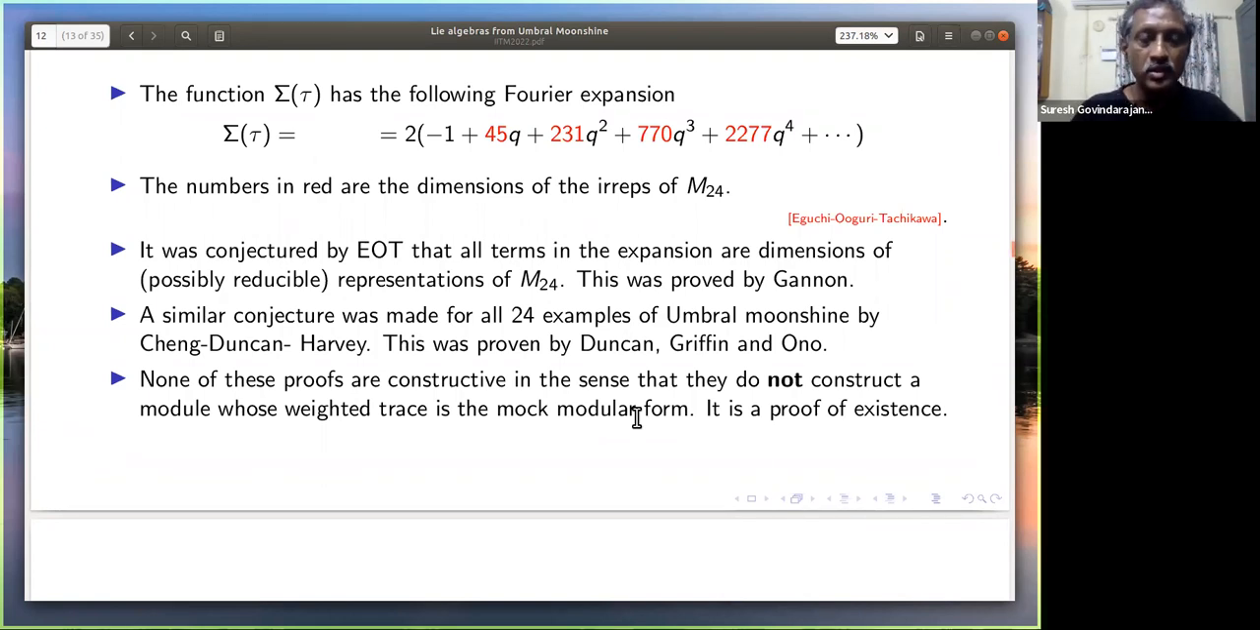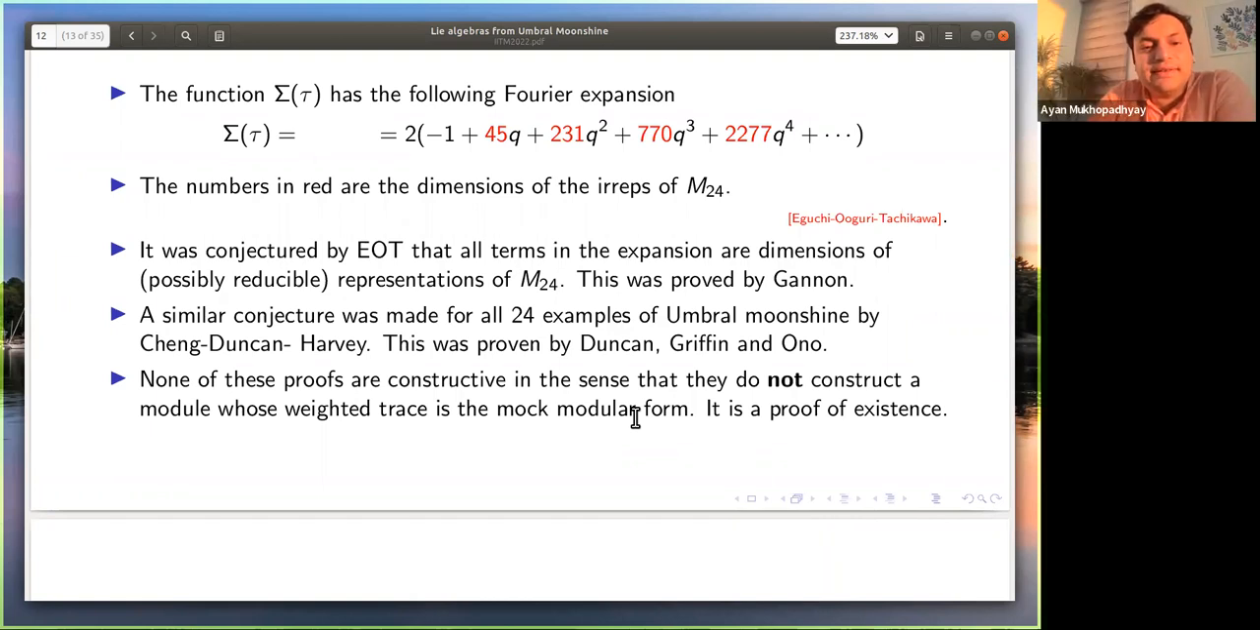Can we construct a natural module on which is of these groups, which if you did the weighted trace gives you sigma, or equivalently, we could ask, can you find another thing which will give you the Jacobi form? Both are equivalent. Suresh, yeah.